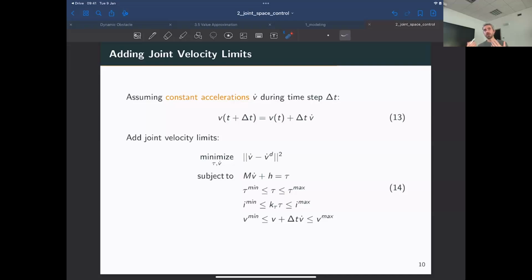Now, the burden on you is not solving the problem. That is the job of the solver. The burden on you is modeling all the quantities that go inside this problem. So that's what we're going to focus on during the implementation.